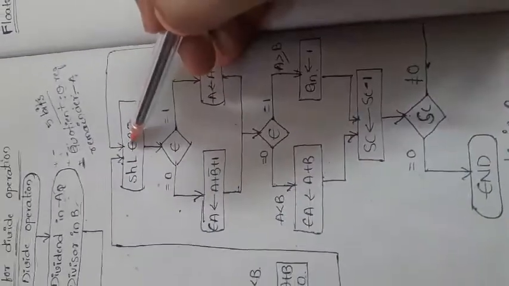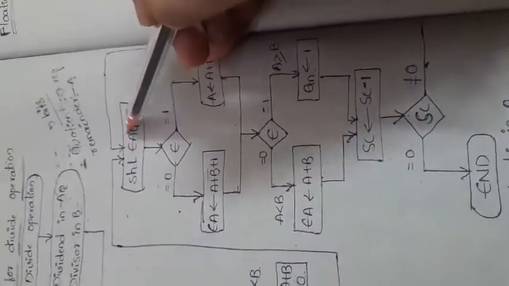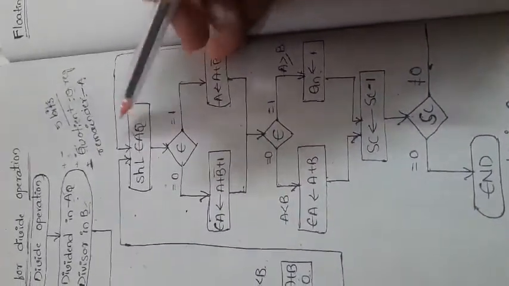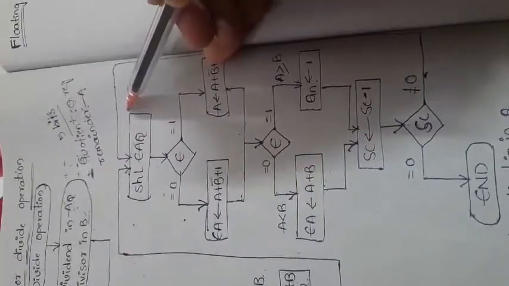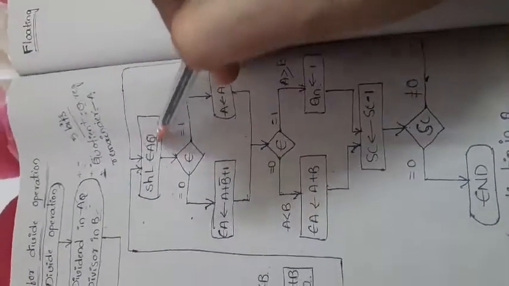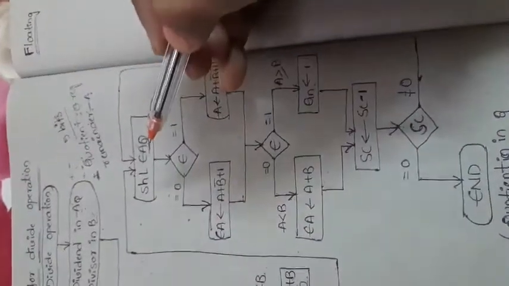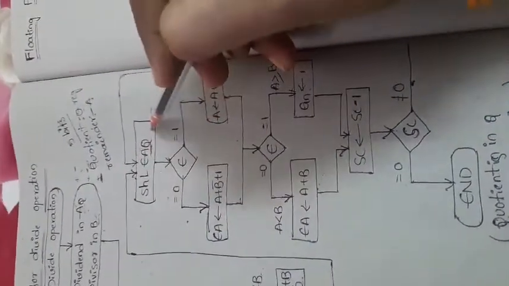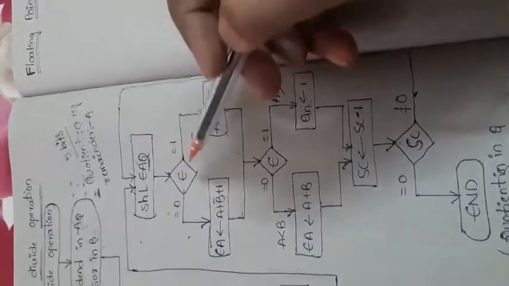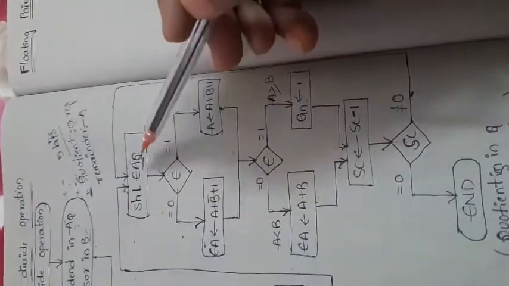You know what E is: that is the extra flip-flop, and A is nothing but the first 5 bits of the dividend, and Q is nothing but the second 5 bits. So AQ is nothing but our dividend. E is the extra flip-flop. After performing the shift left operation, next subtract the divisor from the dividend.